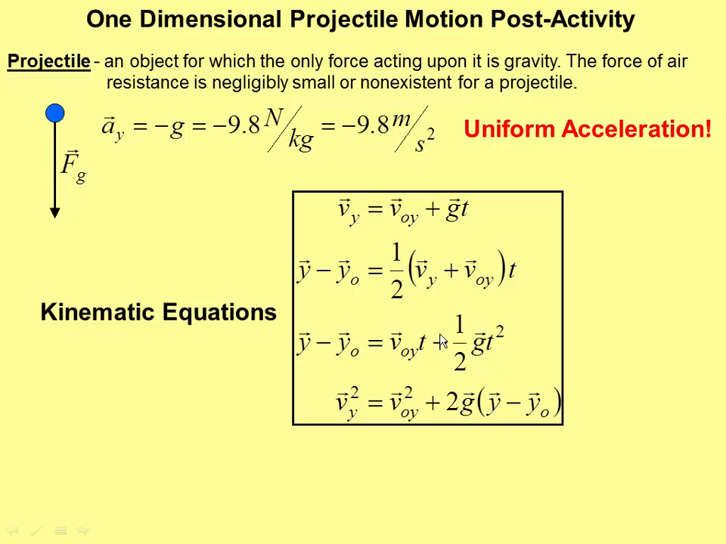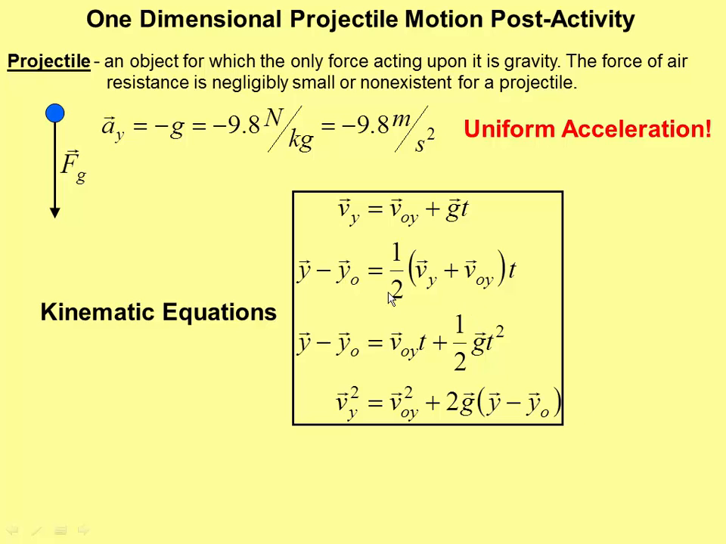Now, you'll notice several things that I've changed about these compared to the original ones we had when we were talking about horizontal. First of all, I changed all the x's to y's. So this is now vertical displacement, final minus initial vertical position. Y means vertical position, x means horizontal position, z means in and out, right? So y minus y sub o is final minus initial vertical position or vertical displacement.